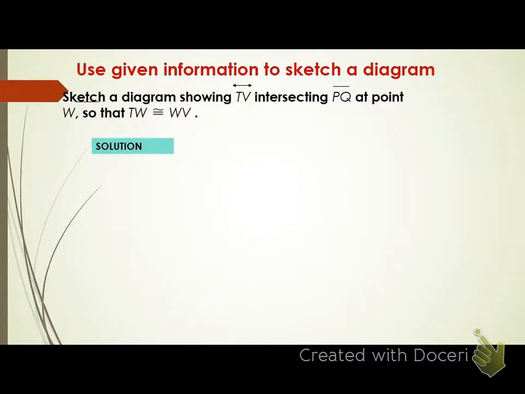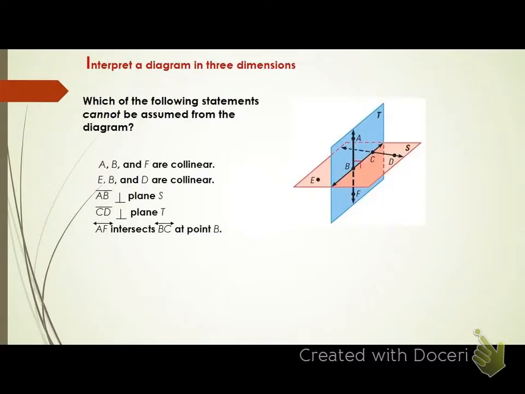All right. Next, which of the following statements cannot be assumed from the diagram? Take a look and see if you can figure out which one that is. Stop the video for a second and then check it out. Okay? A, B, and F are collinear. Well, here's A, here's B, here's F. Can we assume that those are collinear? Yeah, that's true, because they're sitting on the same line.